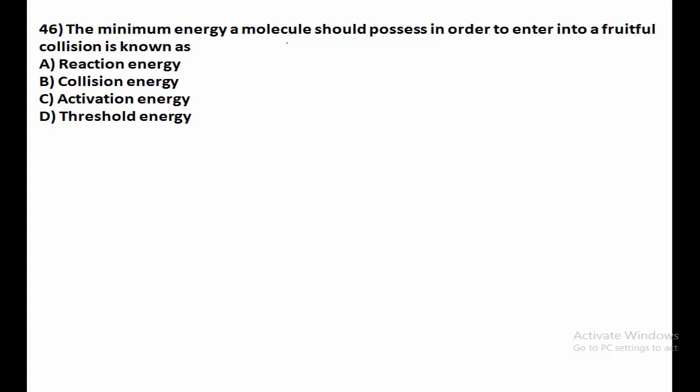46th. The minimum energy a molecule should possess in order to enter into a fruitful collision, which is also known as an effective collision, is known as... In order to undergo effective collision, a molecule should possess a certain minimum energy. If you have gone through the definitions, you can easily answer this. That is threshold energy. This is the definition of threshold energy. Therefore, option D is the right answer.